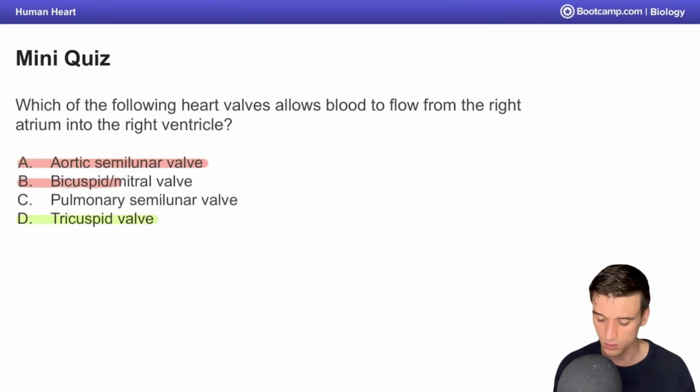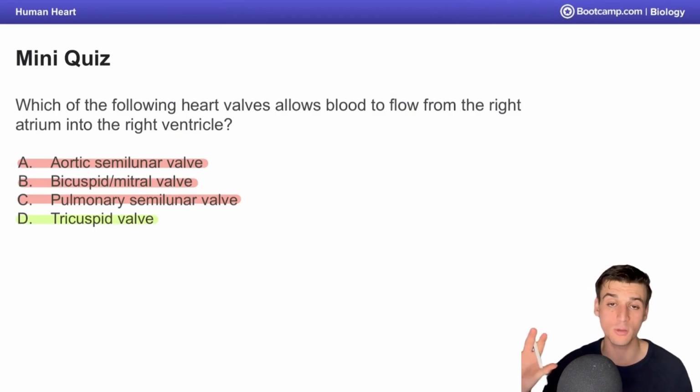The bicuspid or mitral valve is the tricuspid valve's cousin that's on the left side of the heart as well, allowing blood to flow from the left atria into the left ventricle. And the pulmonary semilunar valve is on the right side of the heart, but this is the valve that's going to be concerned with passing blood from the right ventricle into the pulmonary artery.